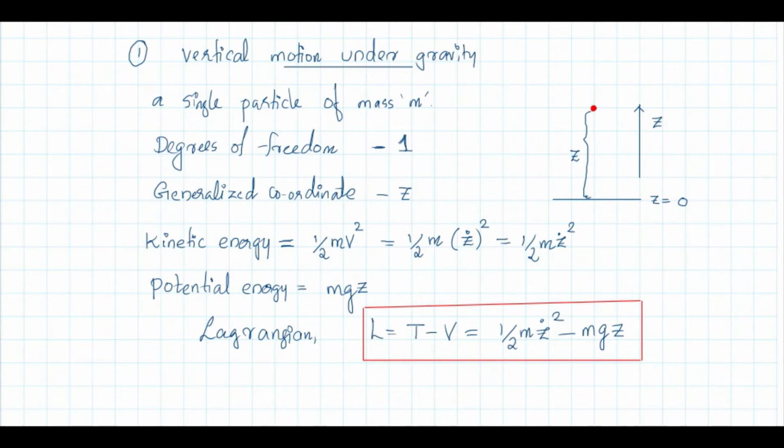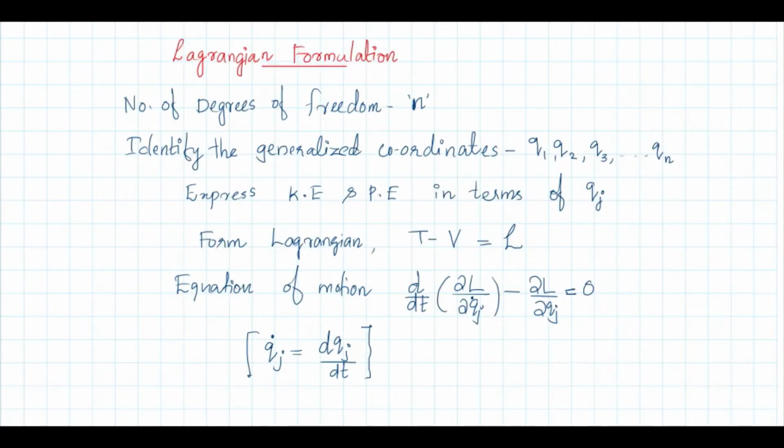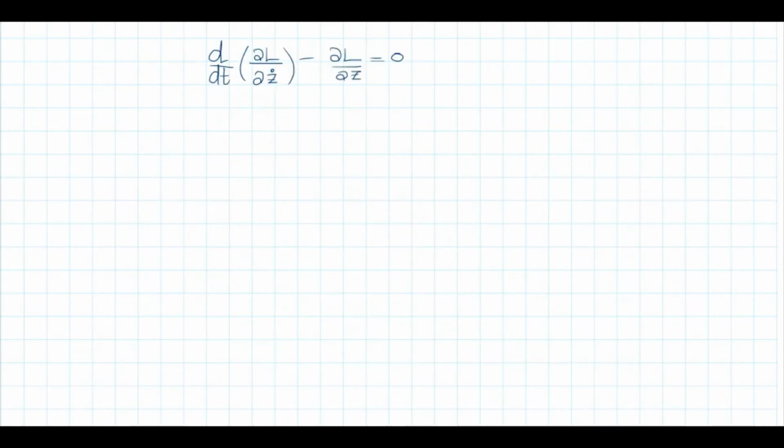The next step is writing the equation of motion. The equation of motion is d by dt of dou L by dou z dot minus dou L by dou z equal to 0. Here, the generalized coordinate is z. So, in this equation of motion, qj will get replaced with z. Now, we already know the value of L, half m z dot square minus mgz.